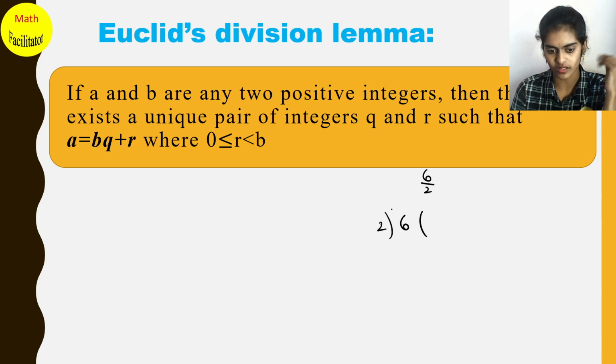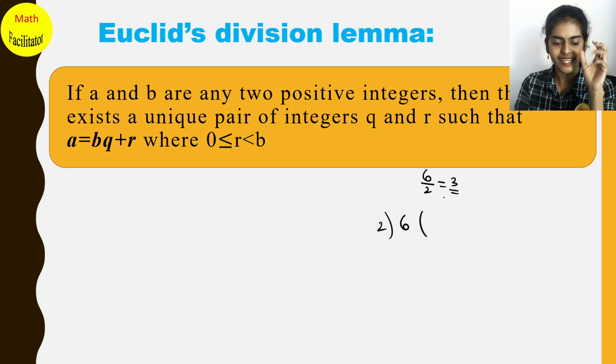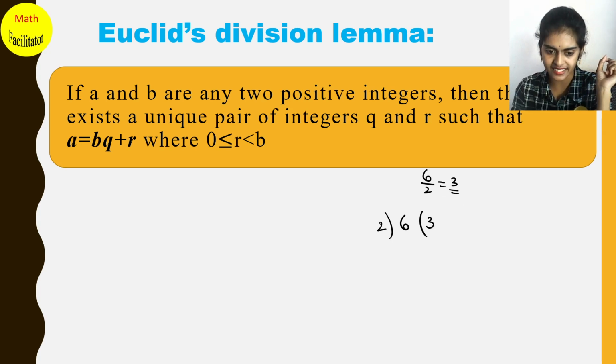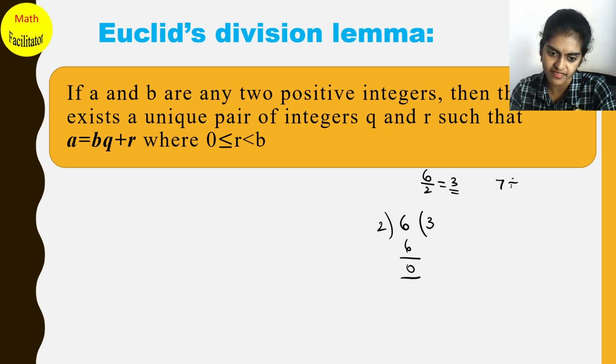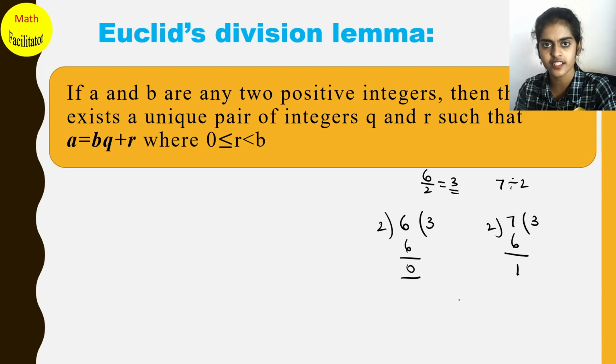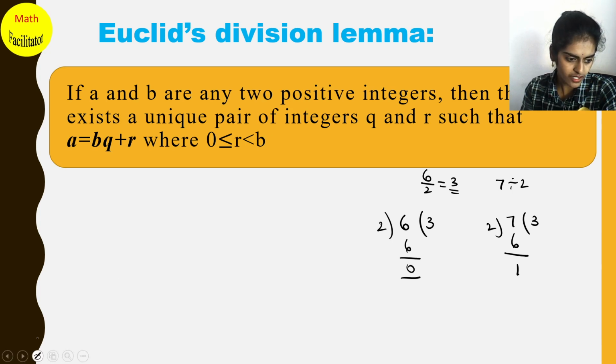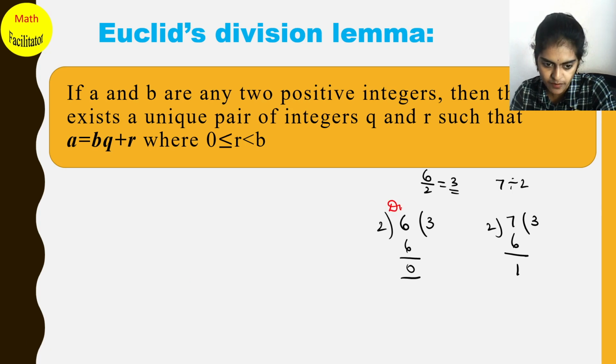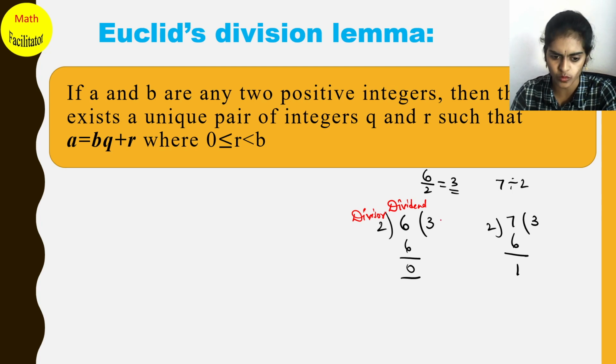I have taken 6 divided by 2, which gives me 3. In simple division form, 2 3s are 6, I get a 0. If I want to divide 7 by 2, how will I write it? 2 3s are 6, my remainder is 1. Clear? Here you can see this is my dividend, and this is called the divisor. This is what we have learnt in our lower classes. This is called the quotient and this is called the remainder.